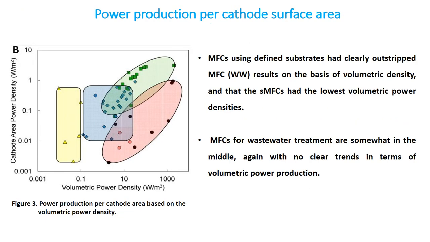Figure 3 shows power production per cathode area based on the volumetric power density. Microbial fuel cells using defined substrates clearly outstripped microbial fuel cells using wastewater on the basis of volumetric density. Microbial fuel cells' power density had no clear trends in terms of volumetric power production.